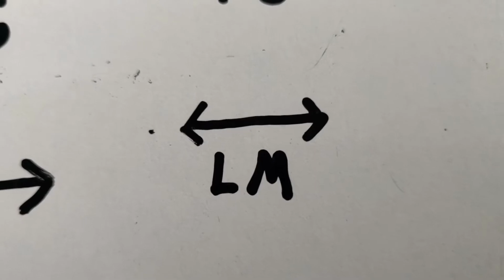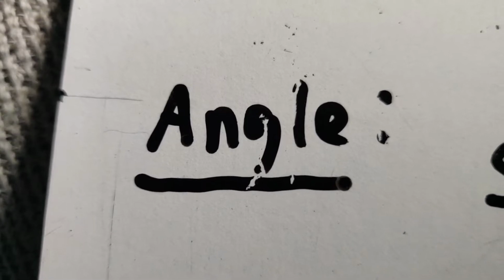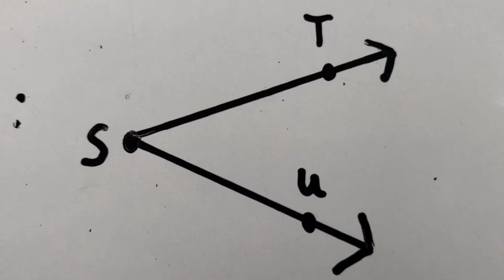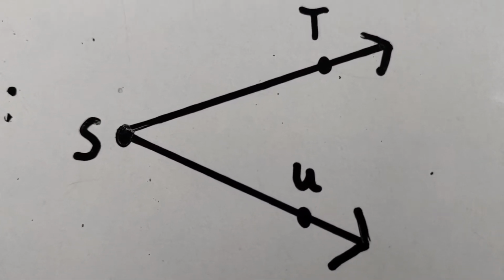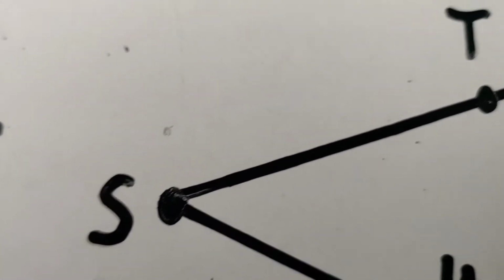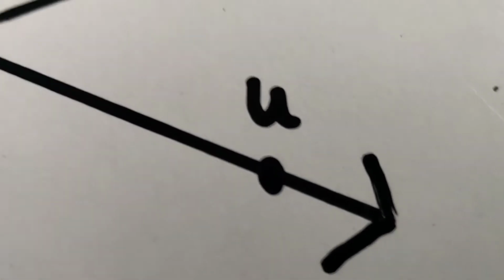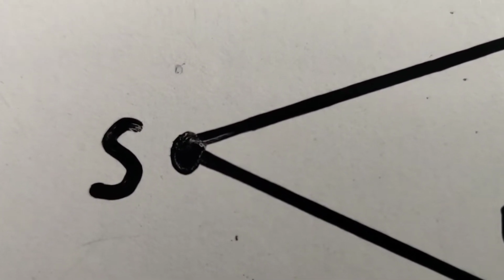That's its name. And finally, in the last lesson, we learned what an angle is. And we learned that an angle is made up of two rays that start at the same endpoint. And we can also call it the same vertex. So both of these rays, ray ST and ray SU, both share the same vertex.